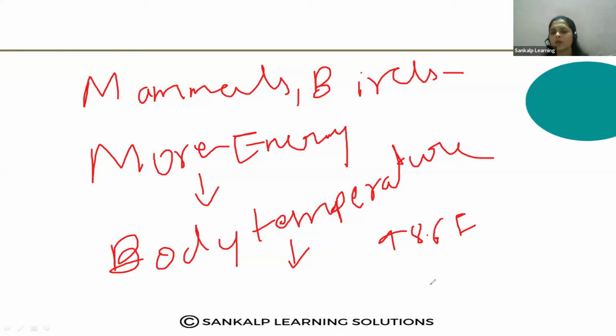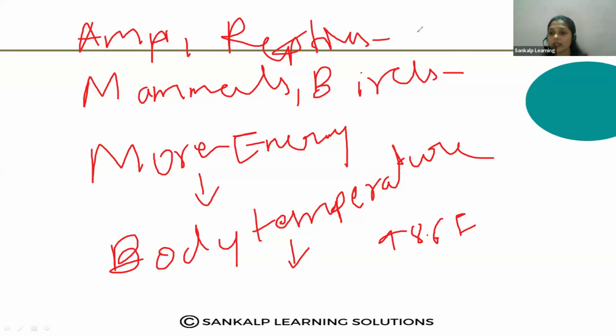Then what about the amphibians and reptiles? Are they not able to maintain their body temperature? No. Amphibians and reptiles do not maintain their body temperature. They adjust to the environmental temperature. Whatever the environmental temperature is, they adjust their body temperature accordingly. So they are called cold blooded organisms. They do not need more energy to maintain their body temperature. They will adjust with the temperature.